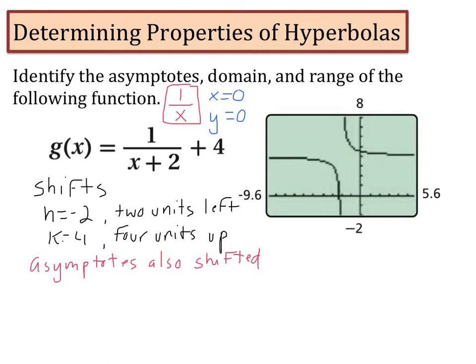So if we look at our graph here, let's talk about the vertical asymptote. It goes right through x equals -2. So for the vertical asymptote, we know that x has to equal -2.